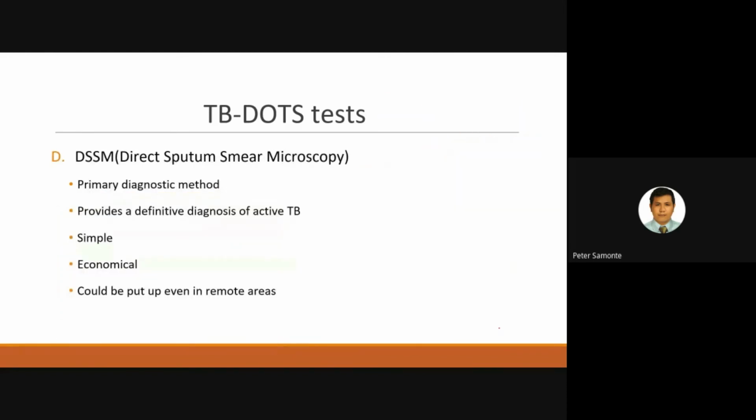Another one would be your DSSM, direct sputum smear microscopy. So this is the primary diagnostic method, provides a definitive diagnosis of active TB. Simple, economical. So when you say economical, class, this is cheap. Ang presyo nito, class, nag-range lang sa 100 to 150 pesos. Ganyan siya kamura. Could be even put up in remote areas. Very easy to do.